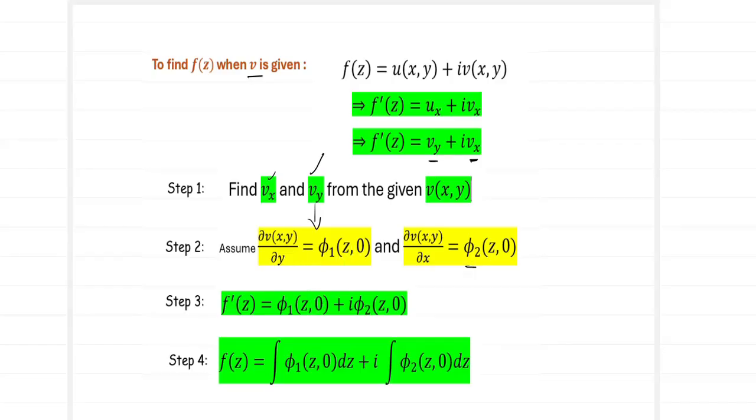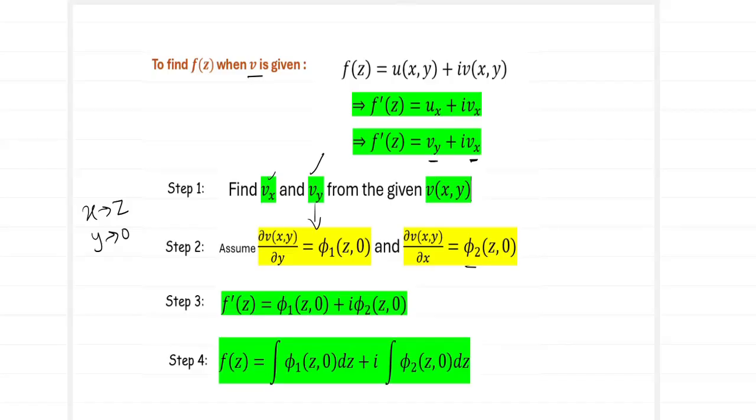Now substitute the same formula, x is replaced with that of z and y with that of 0 to find the new functions phi1 and phi2. Now put it back in your f dash of z with vy, the first derivative with respect to y in the first position and v with respect to x in the second position, integrate it to get your f of z. So this was the type of problem which we covered in our first video.